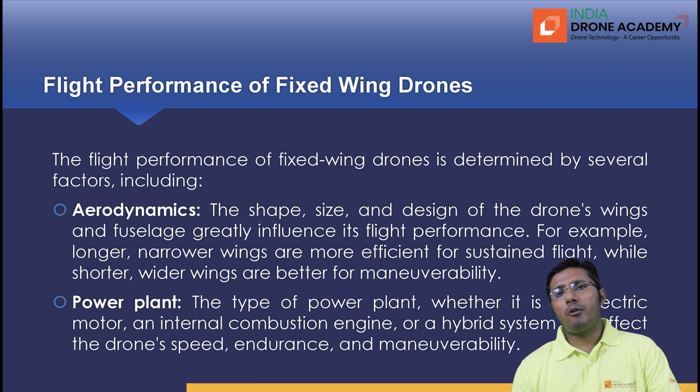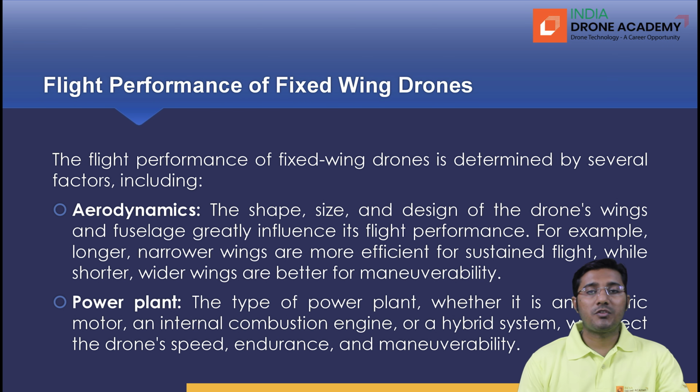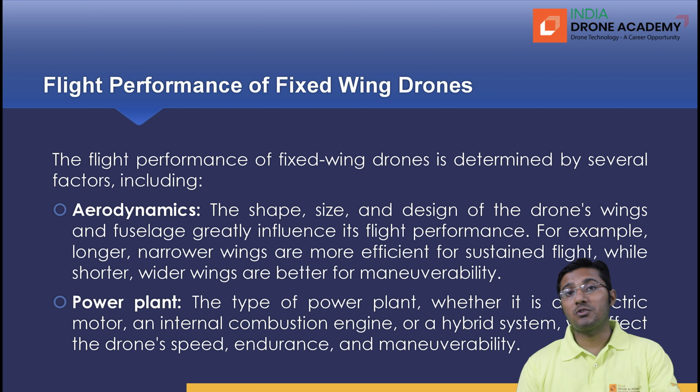There are some other performance parameters also, like range. Range is the horizontal distance that can be traversed by the fixed wing drone with respect to the ground. For longer range, aerodynamics again influences the capability of the fixed wing to glide. If the wings have a higher lift to drag ratio, the drone can glide for a longer period of time. There are many performance parameters affected by aerodynamics.